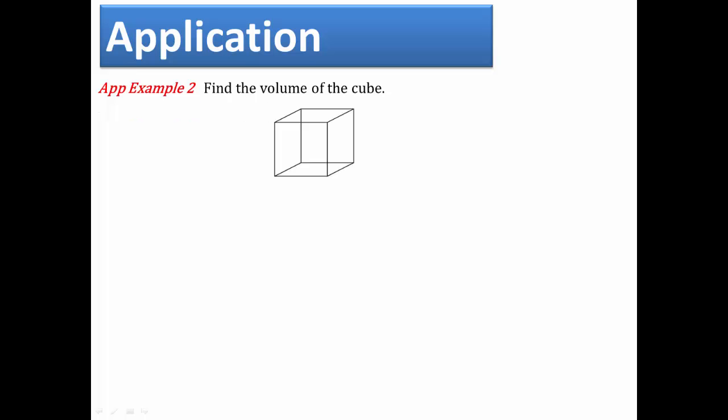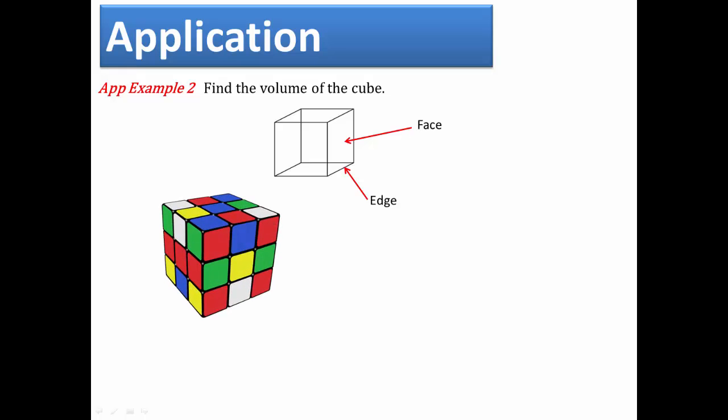In our second application problem, we will find the volume of a cube. Recall from geometry that a cube is a prism with 6 identical square faces. The faces are joined by edges, and each face has 4 edges, each with the same length. For our example, we will consider Rubik's cube, in which the side edges are all 3 units in length.